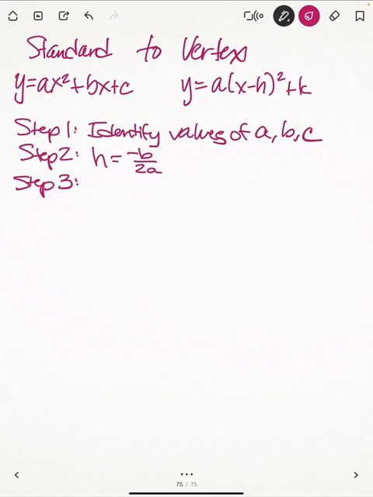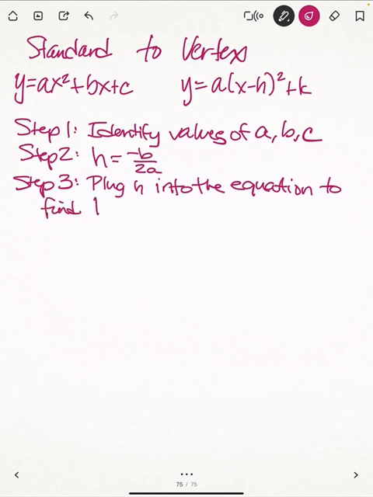Step 3 is we plug h into the standard equation to find the new variable of k. So if you notice with the vertex form, we have an h and a k. So those are our 2 new variables. And to find them, we're going to use step 2 and step 3.